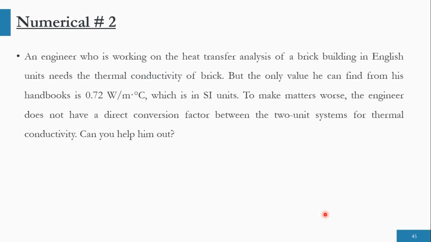Going to numerical number 2, which is related to unit conversion. An engineer who is working on the heat transfer analysis of a brick building in English units needs the thermal conductivity of a brick. But we have the value in SI unit, which is 0.72 watt per meter degree centigrade. Now we need to convert this value from SI units to English units.